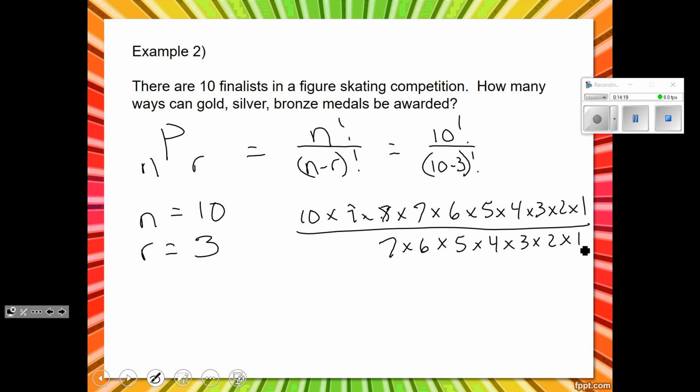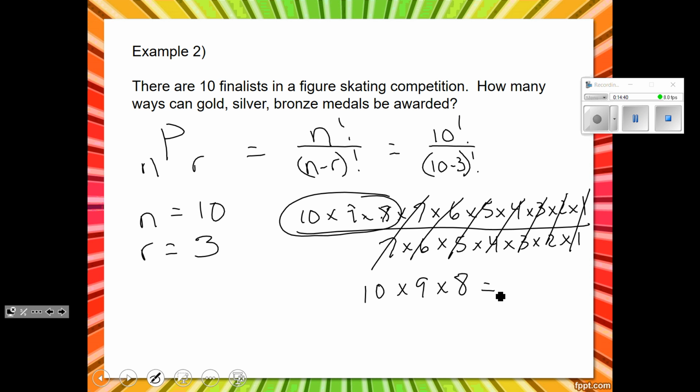Can you tell me something about this? 7 over 7 is equal to 1. Cancel, cancel, cancel, cancel, cancel, cancel. Everything from 7 and down is going to cancel. So really, what's it going to be equal to? 10 times 9 times 8, which is how much? 720. Now that wasn't just a coincidence, that it was 720 on 6 factorial and then 720 for this guy right here. But there are 720 different ways that we can take 10 people and award them gold, silver, and bronze.